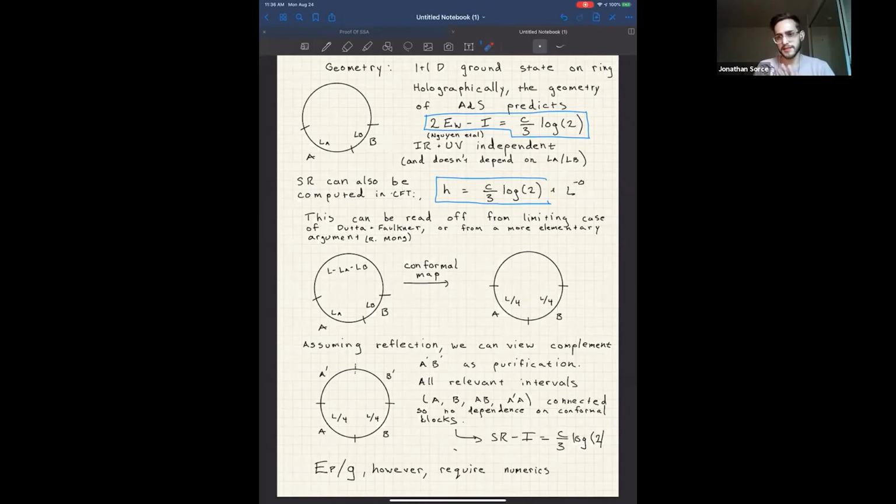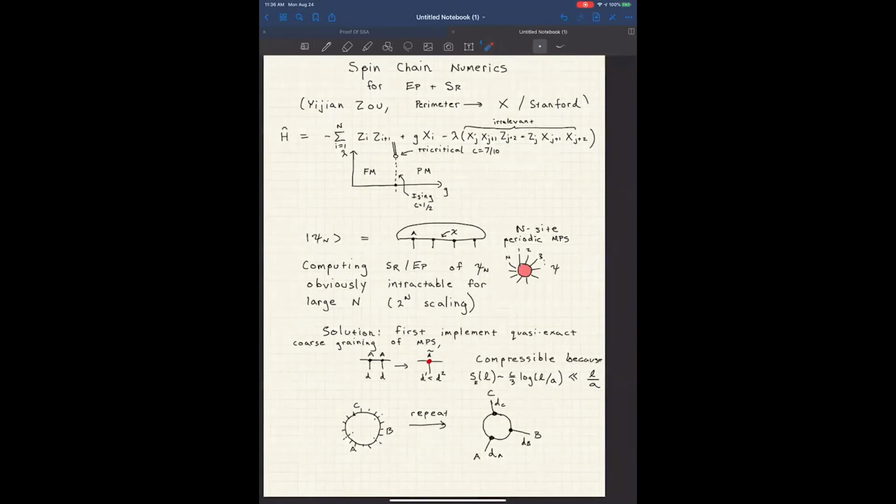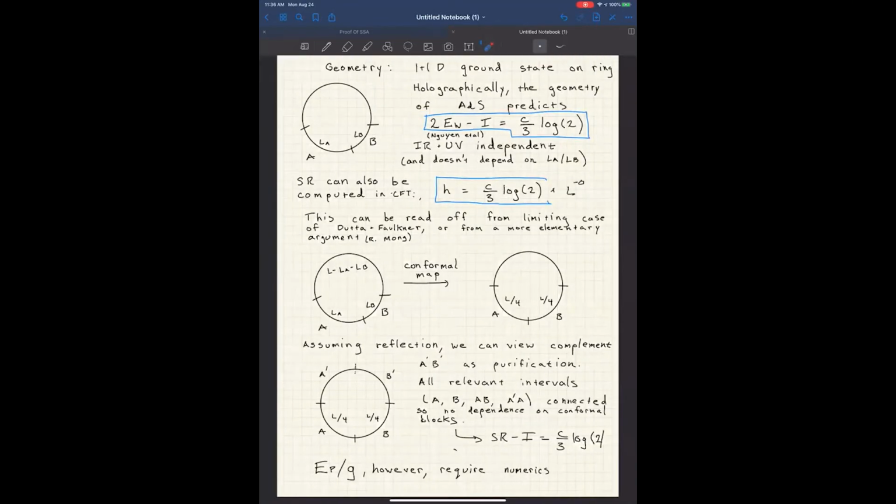And can I just ask, I really don't want to derail you, but I just showed up: this C/3 log 2 answer is something you computed numerically using spin chains? Yeah, I'll show you spin chain numerics in a second. Okay, I'll wait then, thanks.